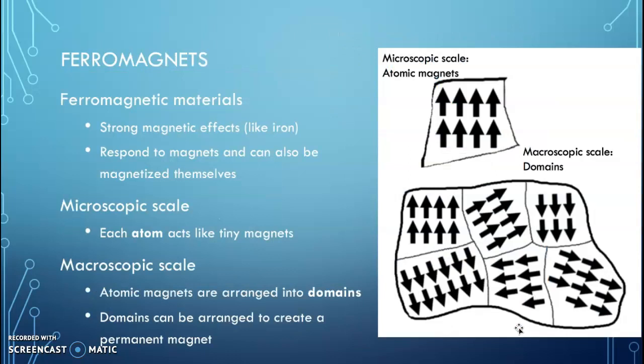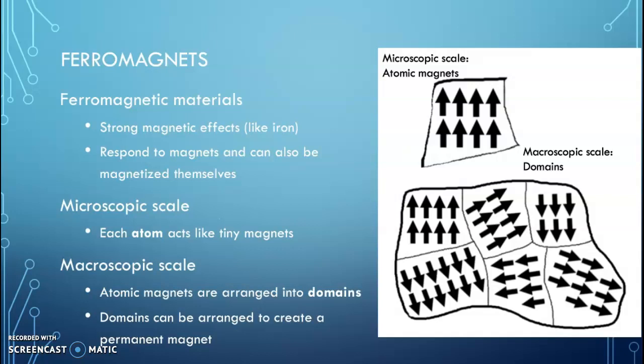Ferromagnets are kind of your everyday magnets. They are made from metals that have magnetic properties. The most common one is iron, which is why it's called a ferromagnet, because ferrum in Latin means iron. So these ferromagnetic materials all have strong magnetic effects, and they can respond to magnets, and they can also be magnetized themselves. We'll talk about that in a second.